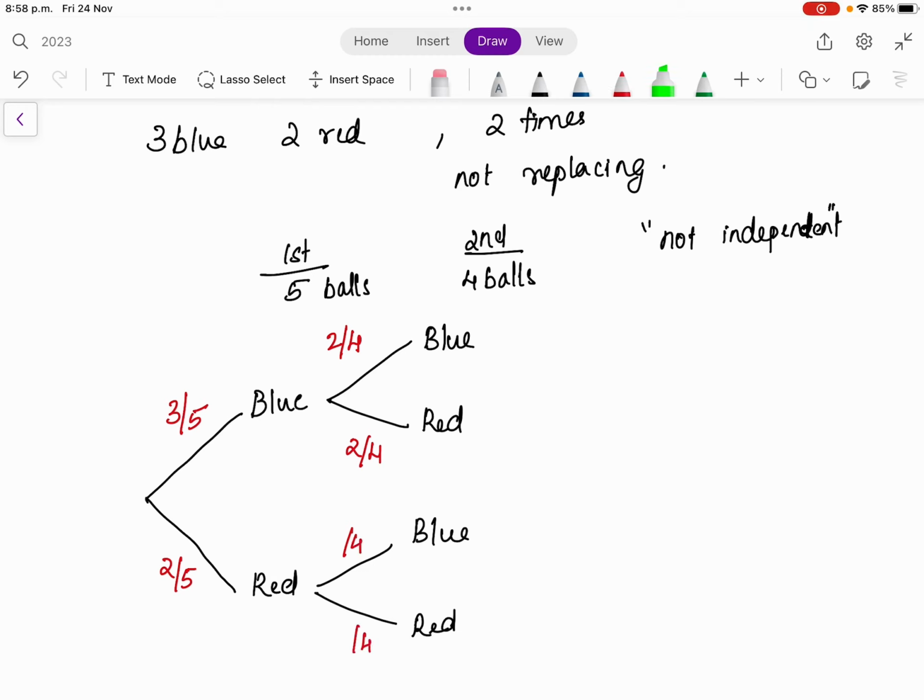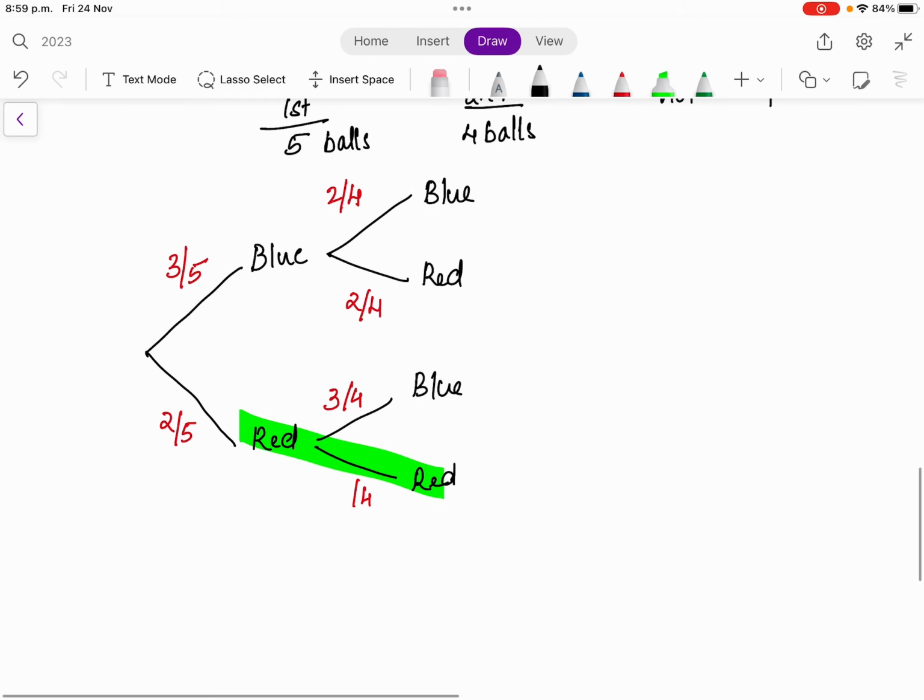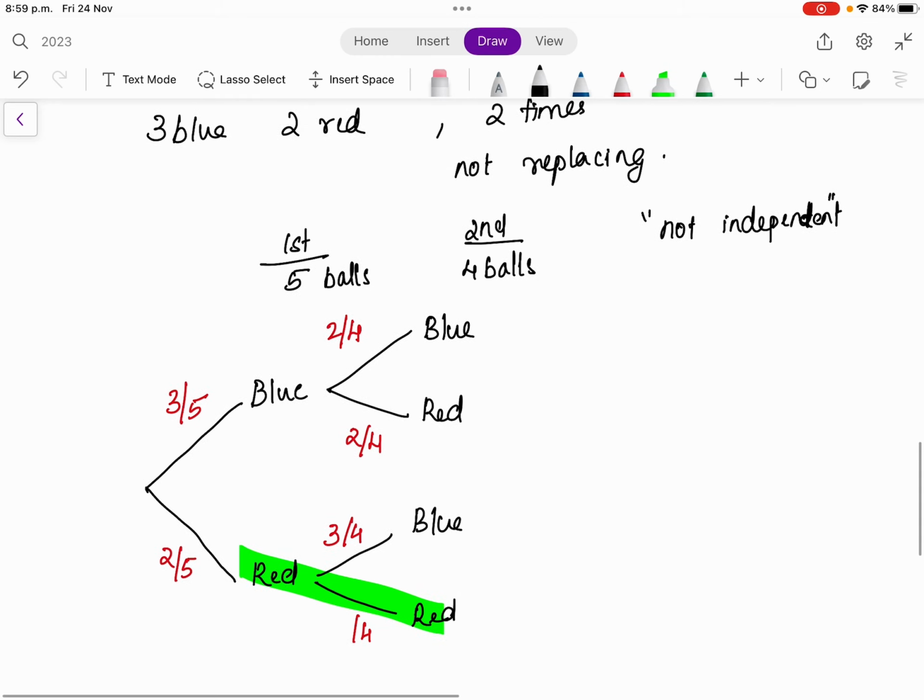Now if you need to work on this case, in the first draw you draw a red ball, so the number of blue balls remains the same, so it is 3 over 4. And for the last one, you already drew a red ball, so the number of red balls is 1, so it is 1 over 4. Okay, so this is how we work on the probability.